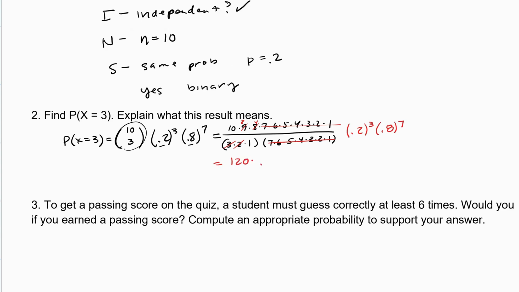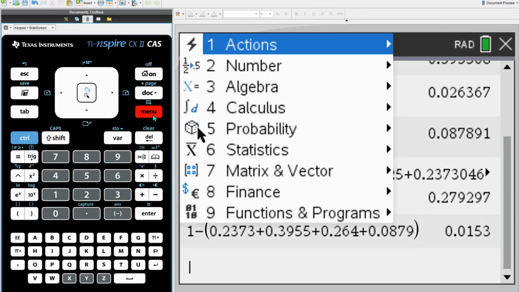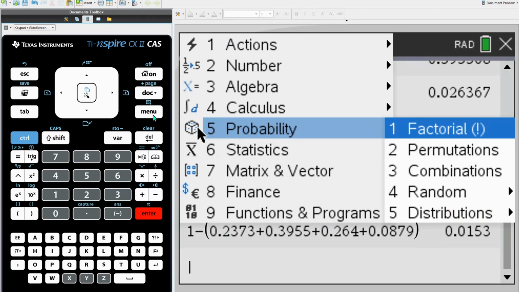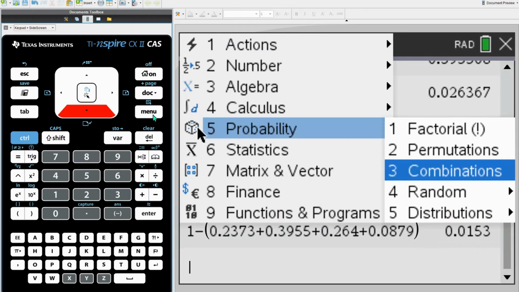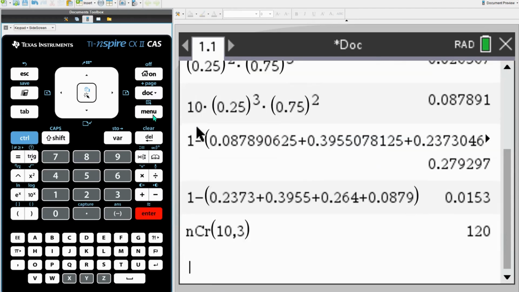120 times 0.2 cubed times 0.8 to the seventh. Now, we did all that work, but it's probably time to show you an easier way of getting that 120. On our calculator, under menu, under probability, there's an option called combinations. If I hit 10 comma 3, there's that same 120 with a lot less work.